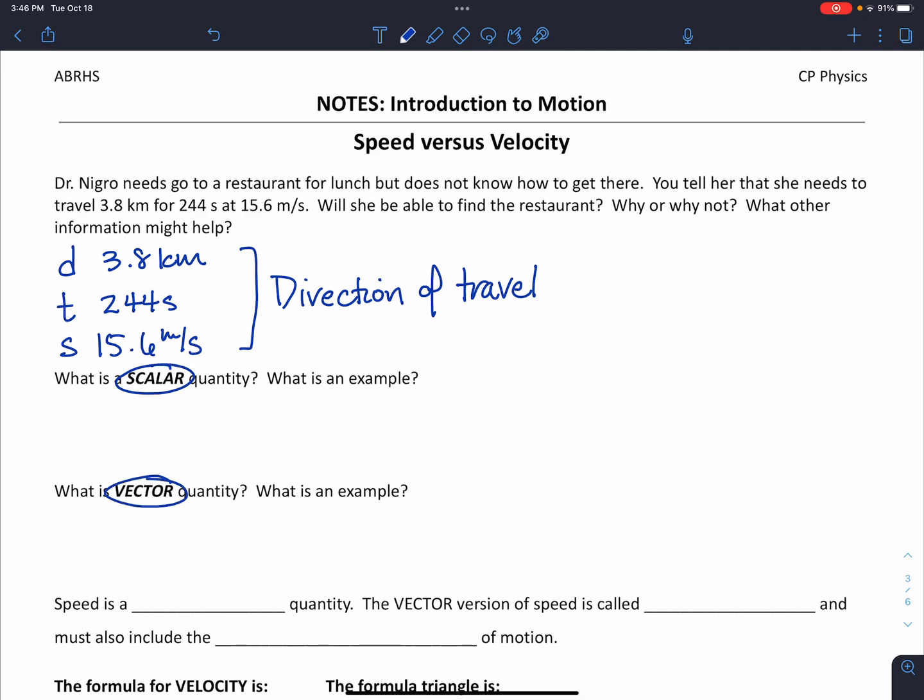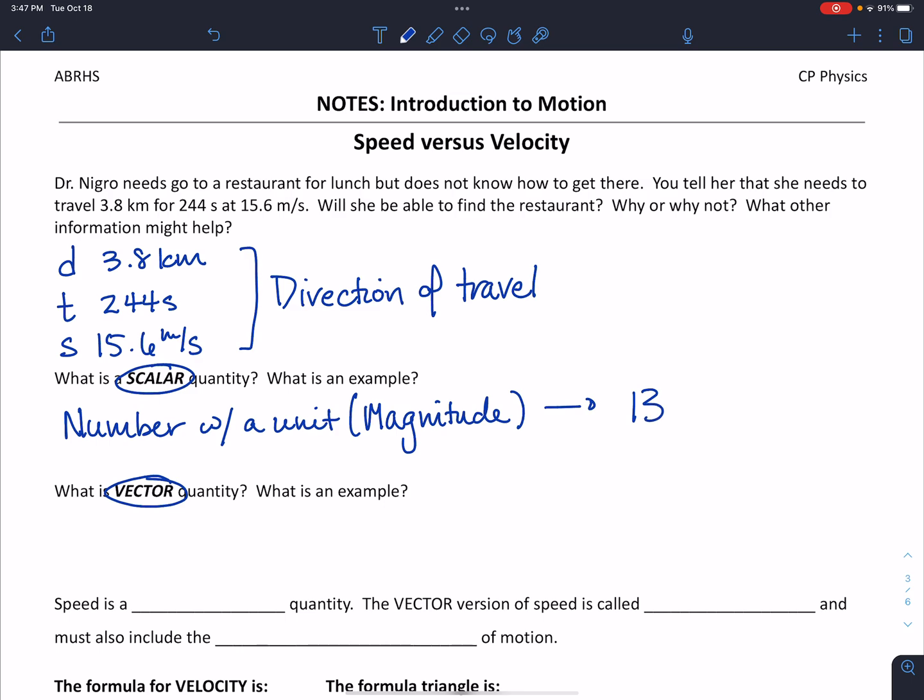All right, in physics, we're going to see these two pop up quite a bit because various variables that we use in our formulas are going to either fall under a scalar quantity or a vector quantity. All right, so a scalar quantity is a number with a unit. All right, so basically all you get about that particular variable is the magnitude, the number.